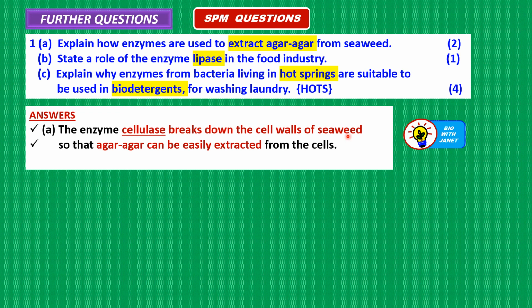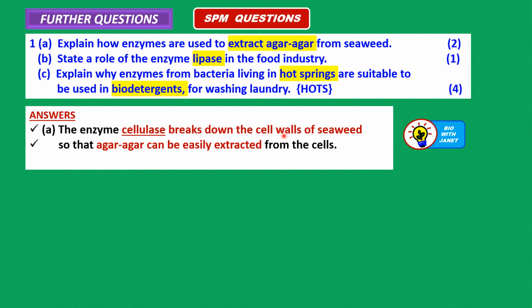And then so that the agar-agar can be easily extracted from the cells. Okay, so if it's 2 marks, you can write like this, or if it's 3 marks, you can also write the action of cellulase, which is to break down the cellulose to form glucose. So in that way, the cell walls will be broken down.